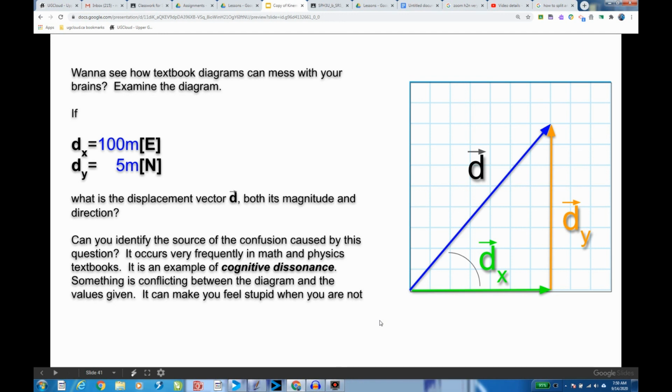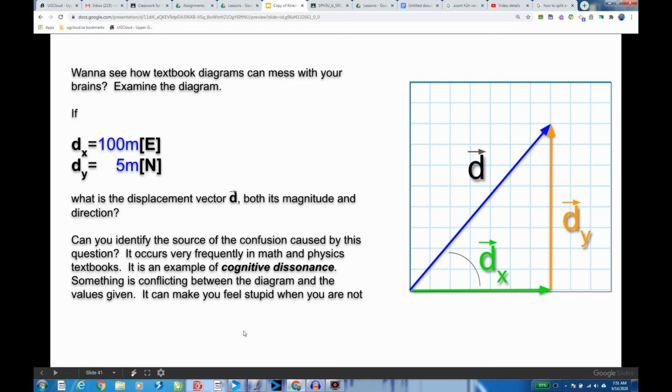This is what textbooks can do to your brain. And this is what I meant, you have to pay attention. If I gave you these two values, 100 meters east, 5 meters north, and you were to calculate the displacement vector, both its magnitude and direction. So we have 100 and 5 meters. You're going to hit, deliberately in this case, what's called cognitive dissonance, where two things don't agree. Can you take a look at what I've done that would deliberately confuse you on this page?